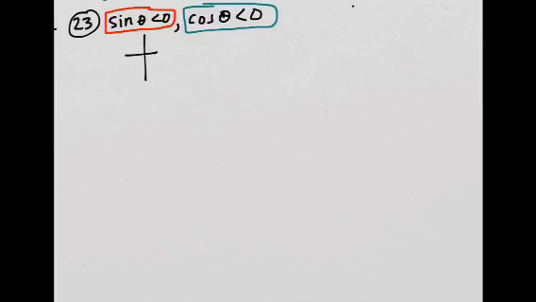So sine theta is negative in quadrants 3 and 4, and cosine theta is negative, because that's what less than 0 means. It's negative in quadrants 2 and 3. So the 2 dots are in quadrant 3, so that means that theta is in quadrant 3.